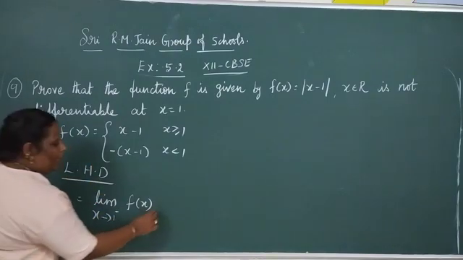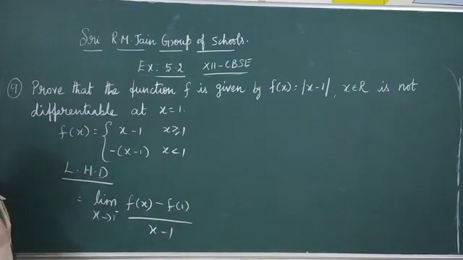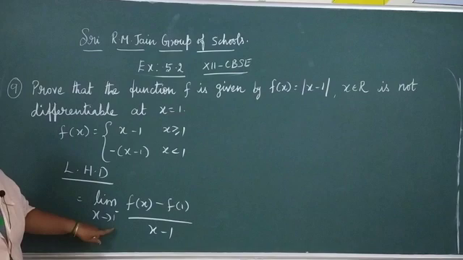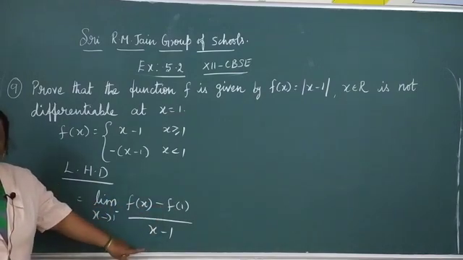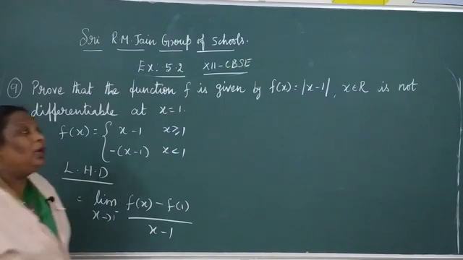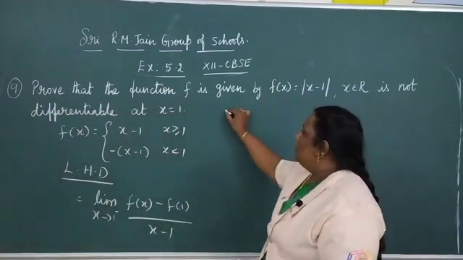What is the value of a here? 1. So f of x minus f of a by x minus a, that is x minus 1. Limit x tends to 1 minus is the left hand value: f of x minus f of 1 by x minus 1. To change it into h tends to 0, limit h tends to 0.